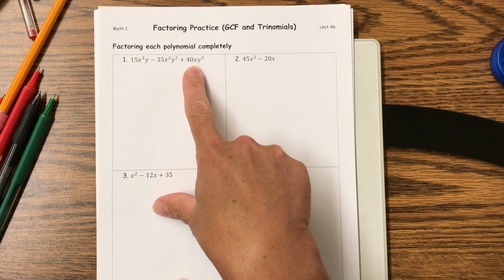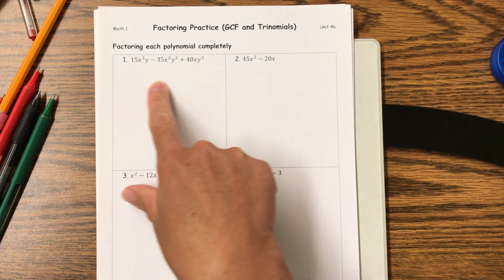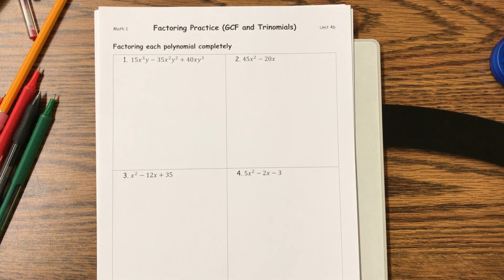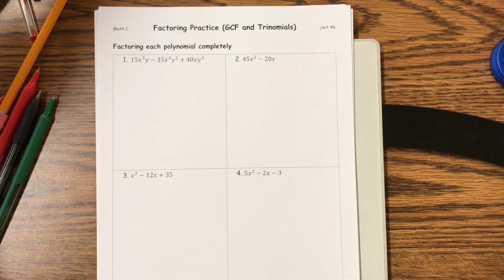Look at these 3 terms, and do you notice anything? Do they have anything in common? And the answer is yeah, they do. I see x's and y's in all 3 of those terms. I also notice that they're all divisible by 5. So we're factoring out and starting with a GCF.